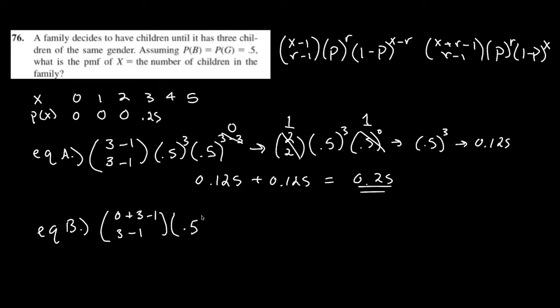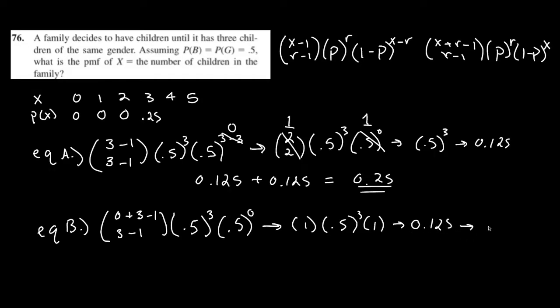So the probability of success is 0.5 to the power of 3, and the probability of failure, 0.5, to the power of failures, which is 0. And we know that this would be 2 choose 2, which is just 1, times the probability of success to the power of 3, and again 1. And when you look at that, it is as well 0.125. But remember, this is only one of the values, so we have to OR them, and this would be 0.25, which is, as you can see, the same answer.